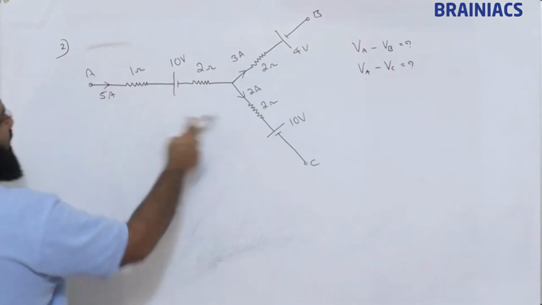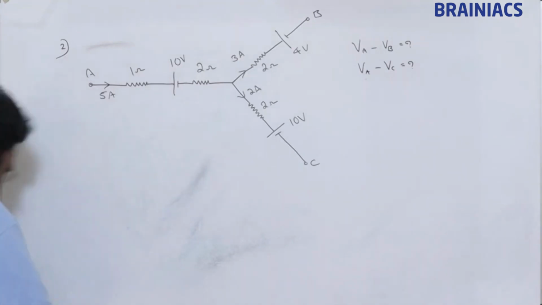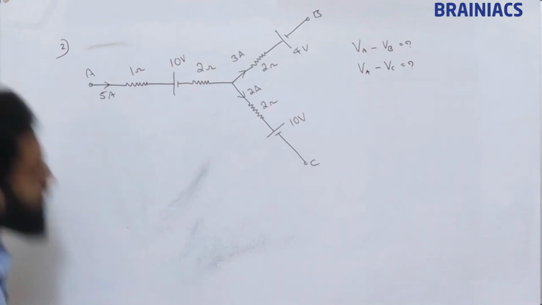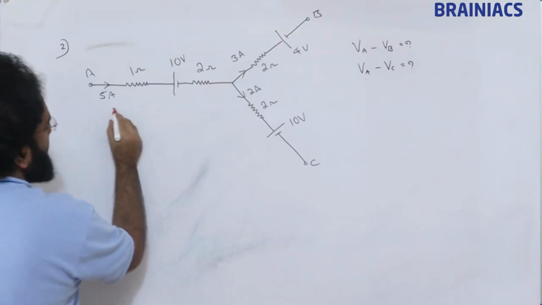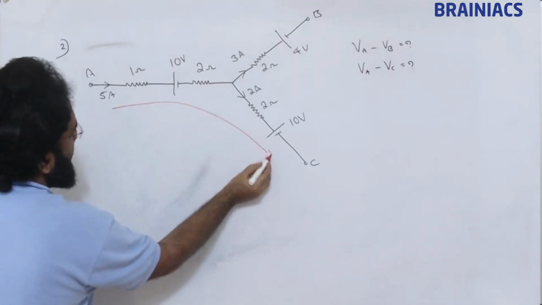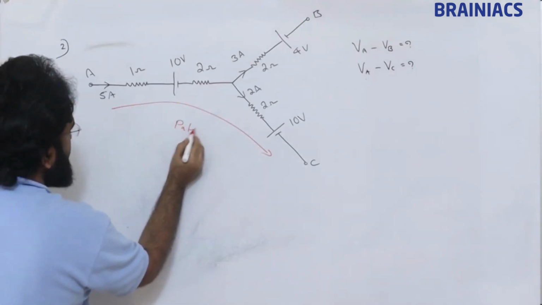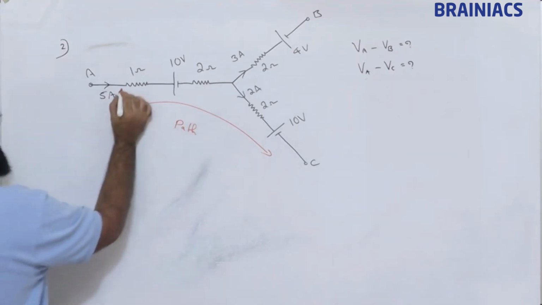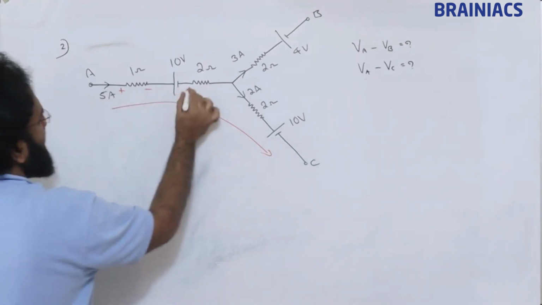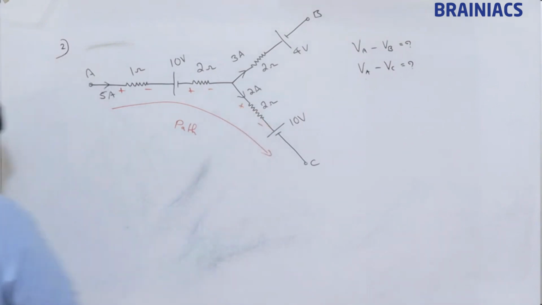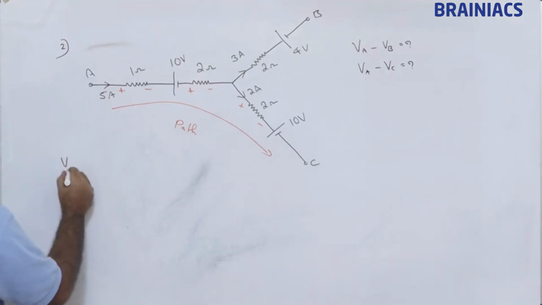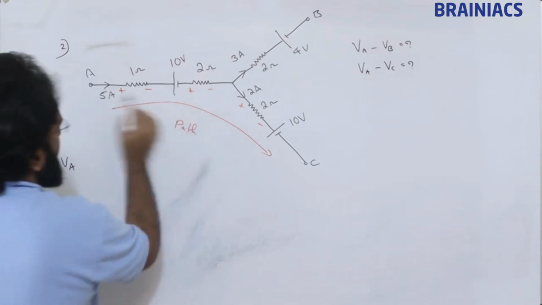So, I mark a path. Since it is VA minus VB, VA minus VC, I am taking the path like this. One path I am taking like this. Current direction is given. So plus minus, plus minus, plus minus. This is the convention which we are following. Clear? Now we will apply.